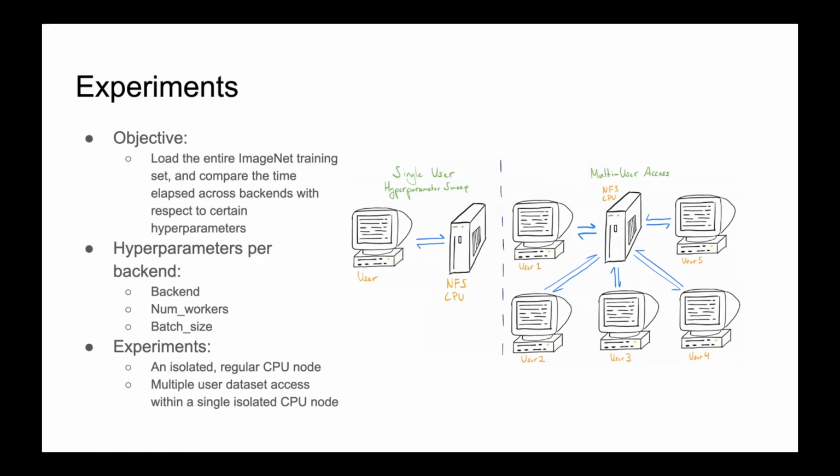Our second experiment was multiple users trying to access the same dataset. For example, in the picture on the right, you'll see 5 users trying to access the same dataset and load it at the same time. This would have been the closest conditions to just loading on the normal cluster.